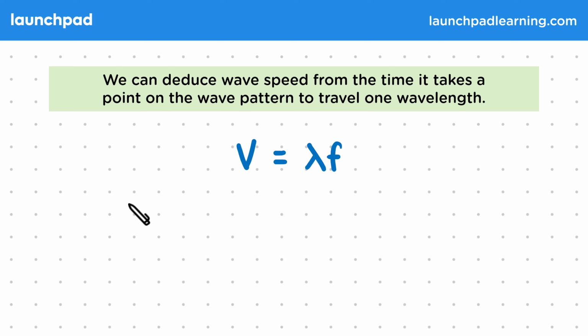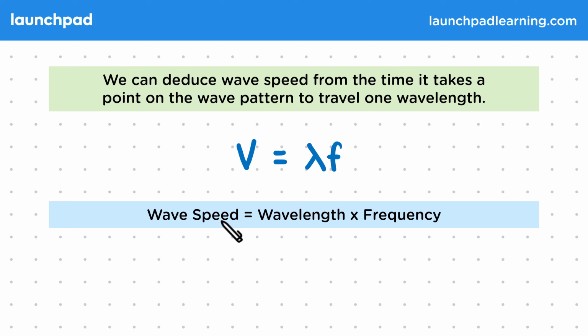So overall, we have that v equals lambda f, which means that the speed of the wave is equal to the wavelength multiplied by the frequency. For your exam, you should be able to define the term wave speed and understand where this relation comes from.